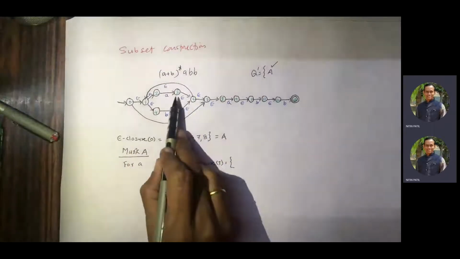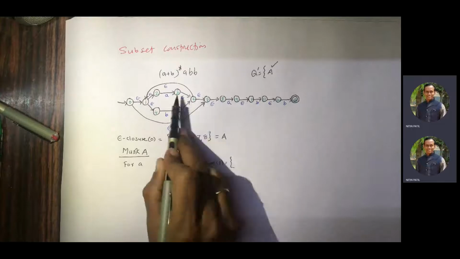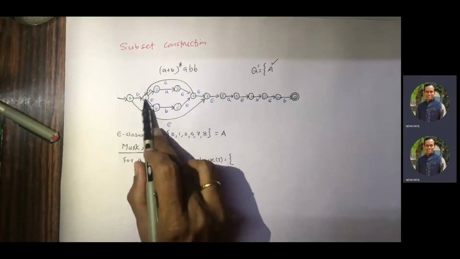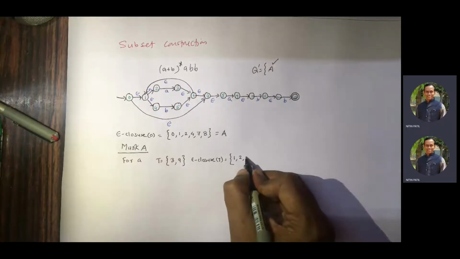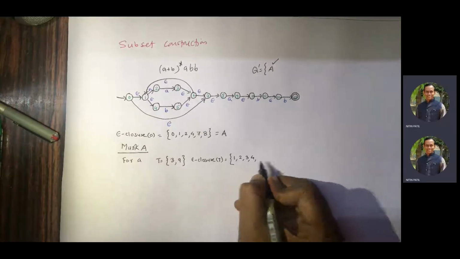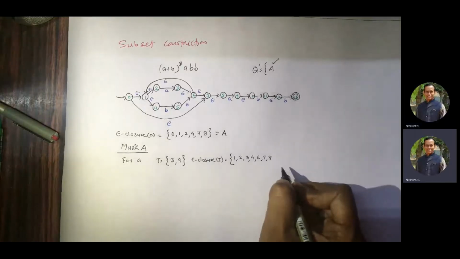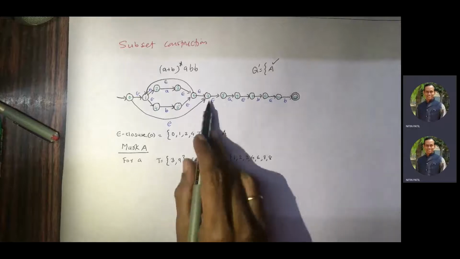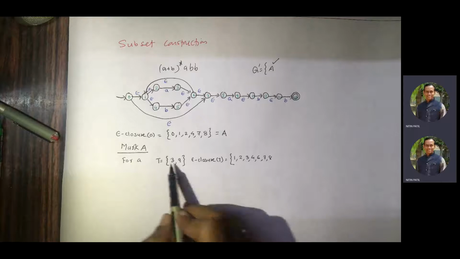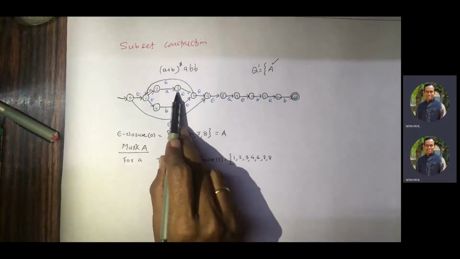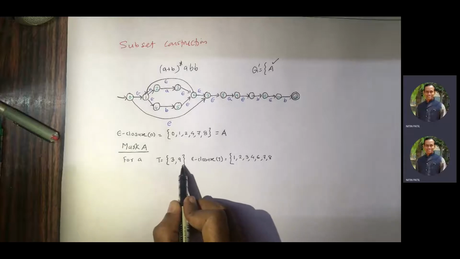If I see 3, 6, 7, 8, then we go back 1, 2, 4. So let me sort this: 1, 2, 3, 4, 6, 7 and 8. Fine. I have added 8 as well because I have a transition. Whenever I am computing epsilon closure of T, T contains 3 and 9, so you have to compute epsilon closure of 3 union epsilon closure of 9.